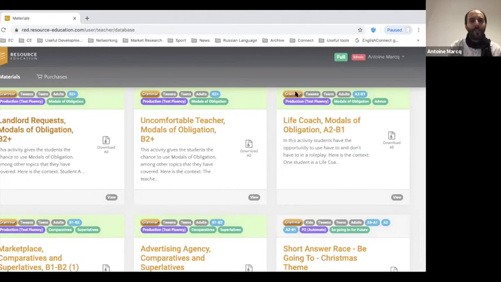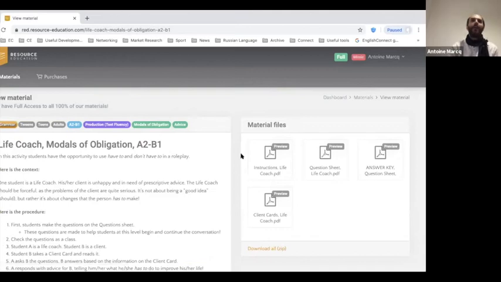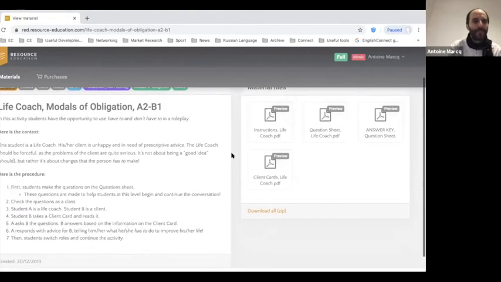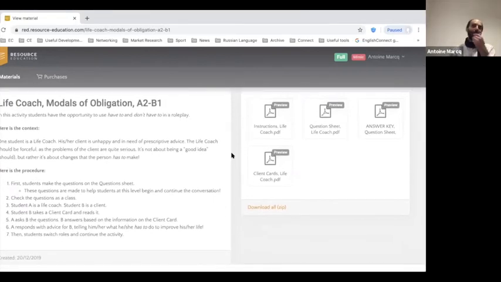So you see, the first line even, all modals of obligation. One is even lower level, A2, B1, and we put it as advice as well, because at A2 level, sometimes textbooks give our students a sneak peek into giving advice without going into too many details on the modals of obligation. And so here we're going to have a little bit of fun with life coaching. That's right. Life coaching is good fun.